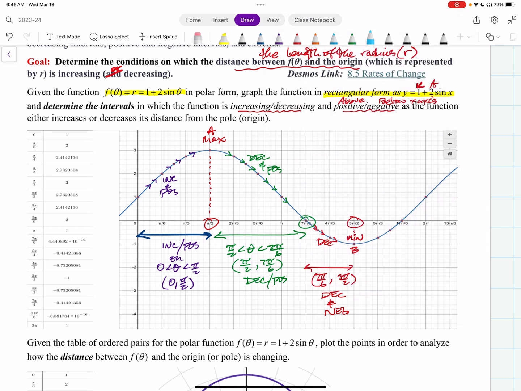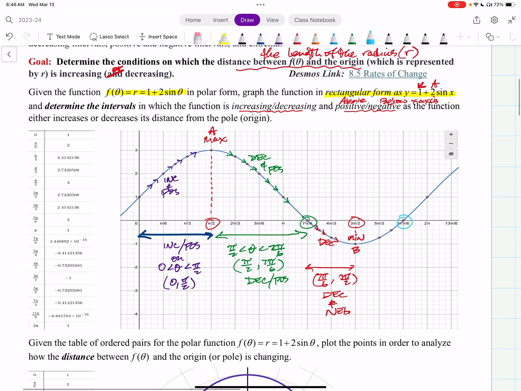Okay, so from 3 halves pi to 11 pi over 6, there's an intercept right there. So in this little interval, what's going on? Well, it's going back up, so it's got to be increasing. The y values are going up, so they're getting bigger, and it's increasing, but you're below the x-axis, so it's negative. So it's increasing and negative. I'm just writing down my observations, and then we're going to put the two and two together.